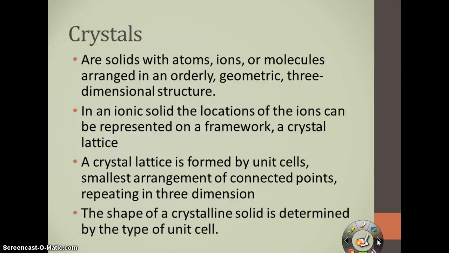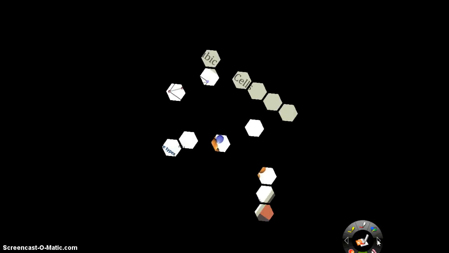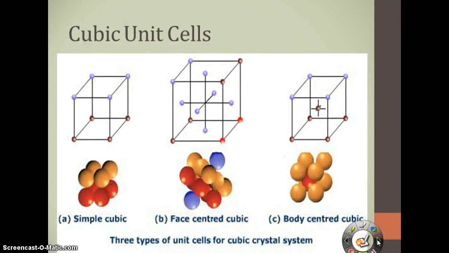So the shape of the solid is going to be determined by the unit cell. And we're going to look at just 3 unit cells. We're going to stick to your cubic unit cells. The first one here is a simple cubic. On each corner you're going to have a portion of an ion or an atom. So where this corner would join 1, 2, 3, 4, 5, 6 other boxes is where you would get a whole entire atom.